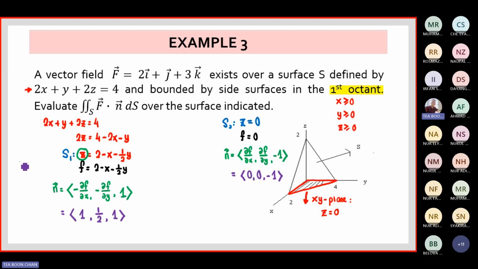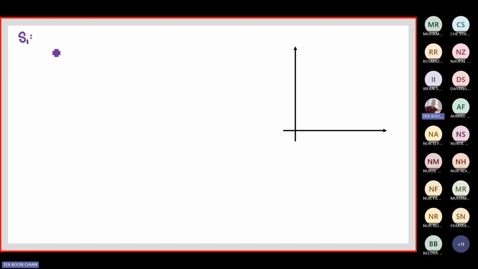All right, just to remind you, the first surface that we find is always acting upward. The second surface that we find is always acting downward. So now, let us proceed to find out the surface integral for the plane S1, the double integral of the formula F dot normal vector n for the surface S.